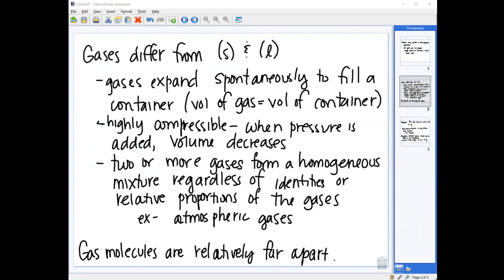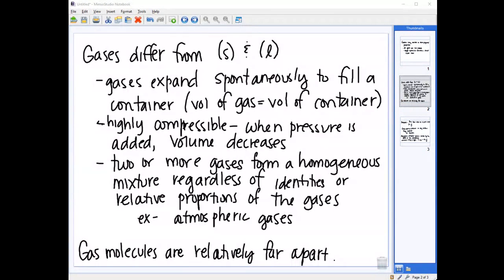Two or more gases form a homogeneous mixture regardless of the identities or proportions of the gases. When we put liquids together, for instance, oil and water, we know that oil and water don't mix. They form a heterogeneous mixture. But with gases, it doesn't matter what gases we put together. When we put two or more gases together, they mix and form a homogeneous mixture so that you can't tell where the individual molecules are.